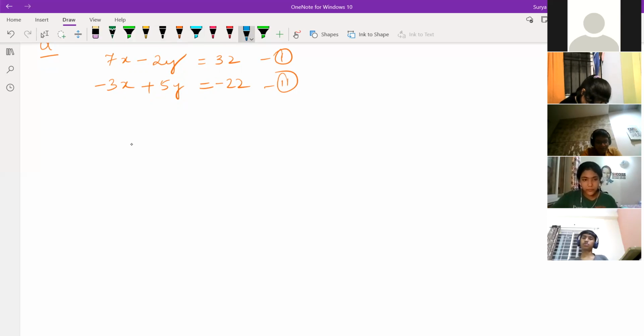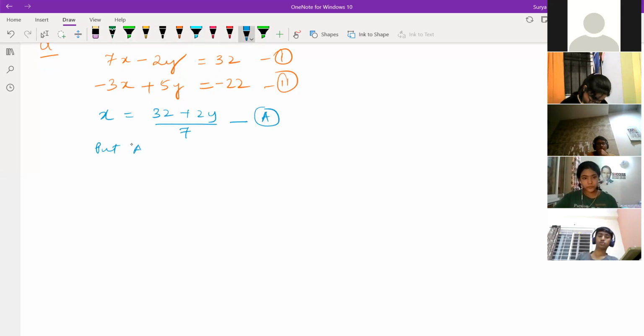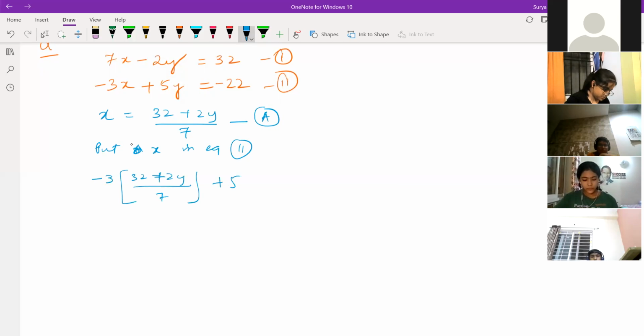From the first equation, you are finding the value of x. Yes, sir. So x is equal to what do you get? 32 plus 2y divided by 7, you are getting? Yes, sir. This is equation A. Now putting A in the second equation. Putting x in the second equation. So what do you get here? Minus 3 into 32 plus 2y divided by 7, plus 5y is equal to minus 22.